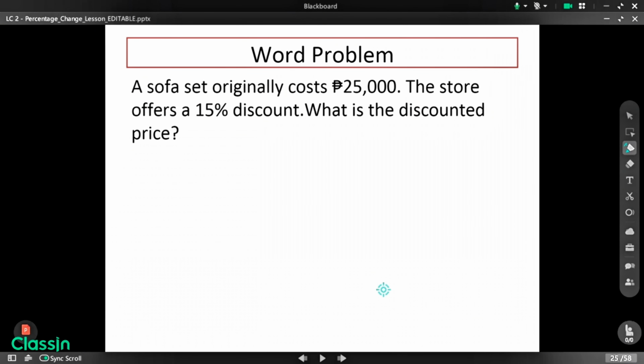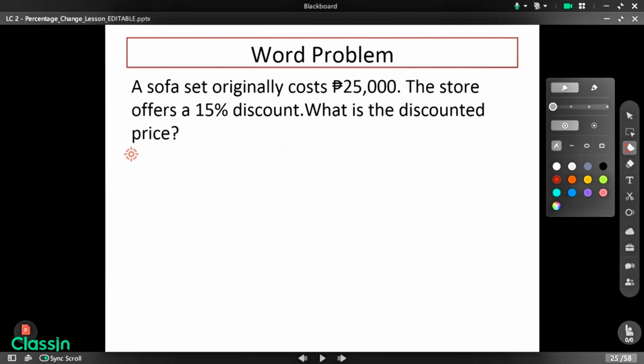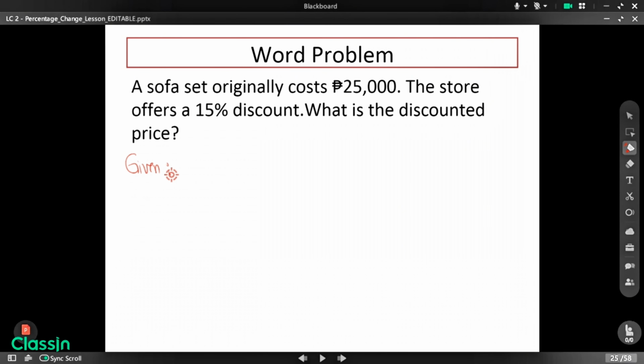Now, let's apply what we have learned to a problem. So let's read the problem first. A sofa set originally costs 25,000 pesos. The store offers a 15% discount. So what is the discounted price? Let's write out the given based on the problem that we have read. The original price is 25,000 pesos, and the discount is 15%. So what is the sale price?